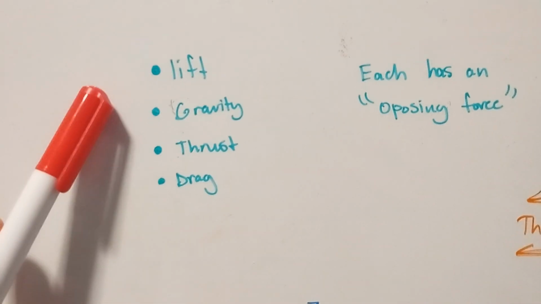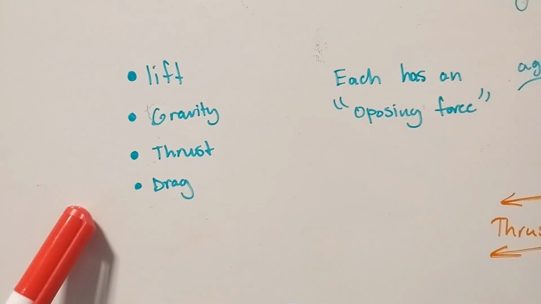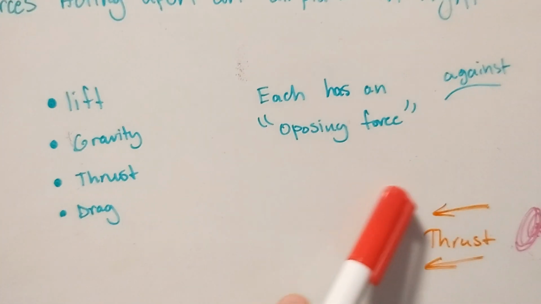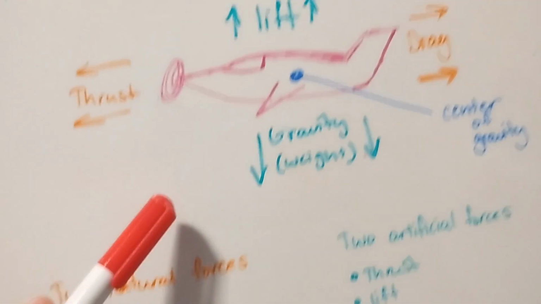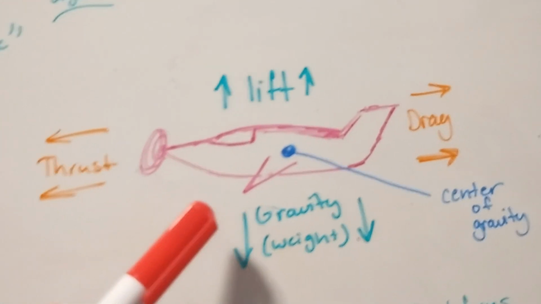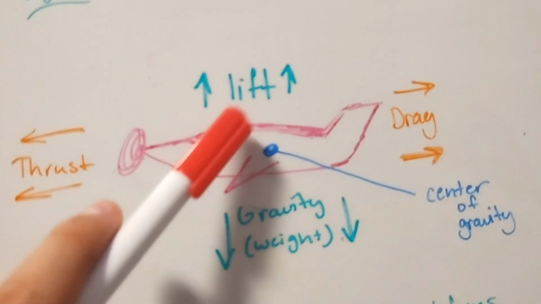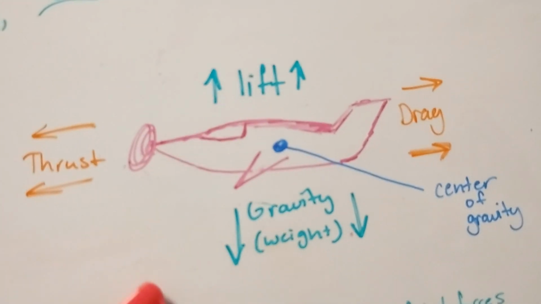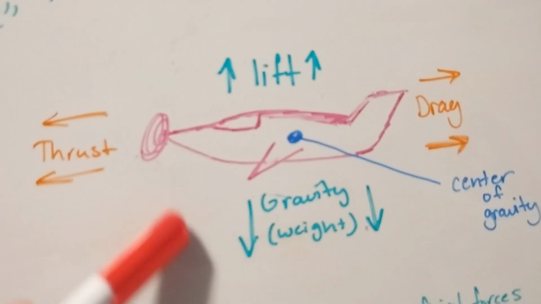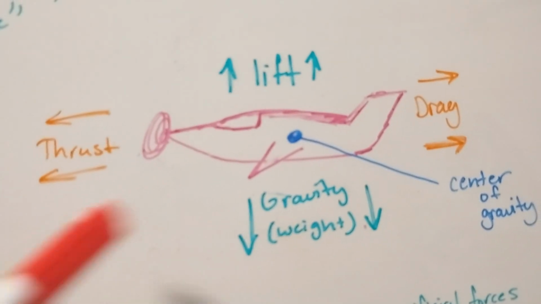Okay, four forces acting upon an airplane in flight. So, first off, we have lift, gravity, thrust, and drag. Each has an opposing force, opposing meaning against each other. So, showing with the airplane, this is our center of gravity, right? And we know that gravity weighs us down. So we have gravity, lift, thrust, and drag.